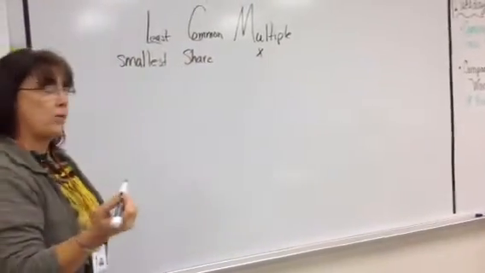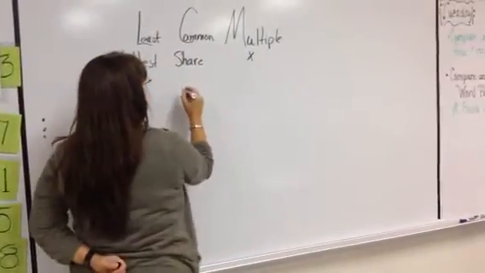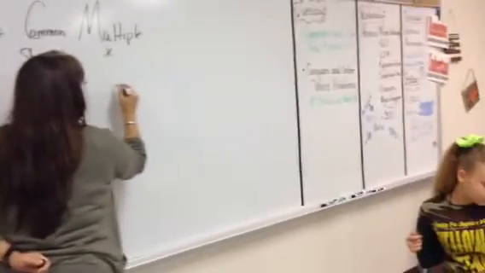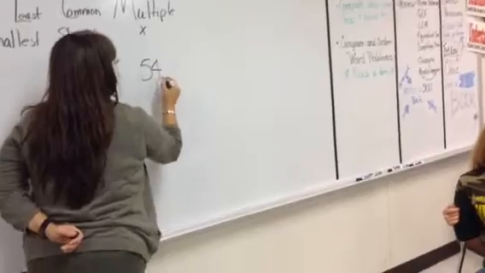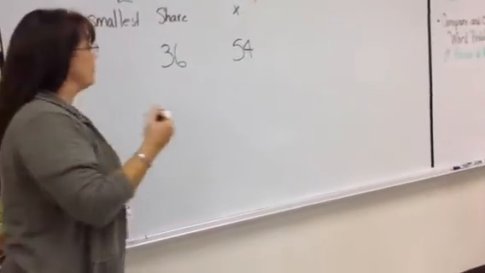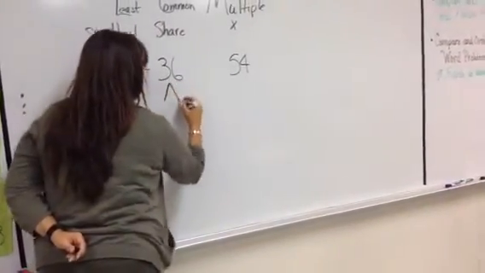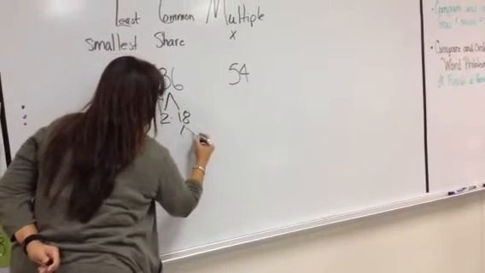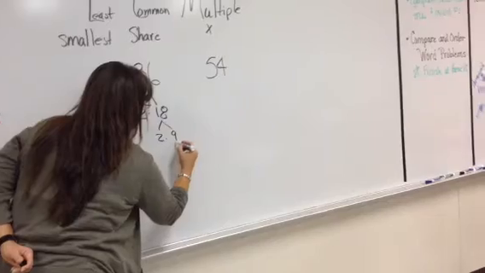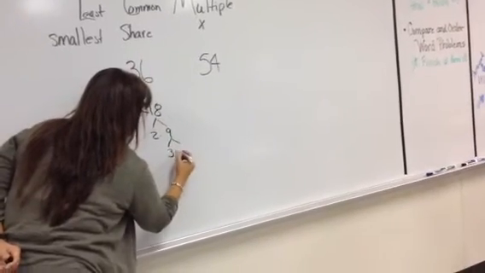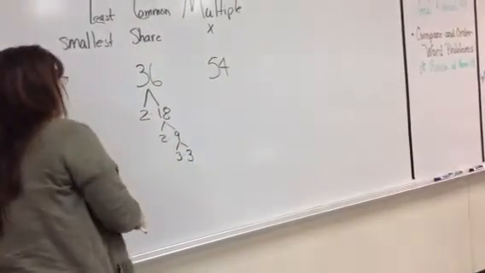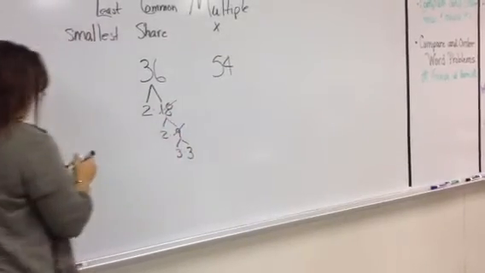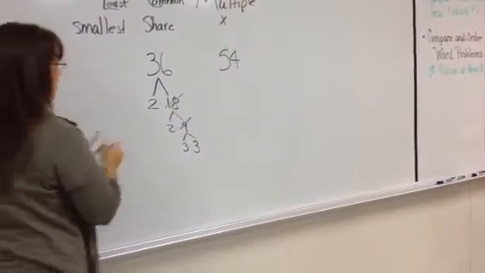Okay? So one of the things we may want to find out is, what is the least common multiple of 36 and 54? Here's how we do it. The very first thing you do is factor into a factor tree. 2 times 18. I'll factor 18 into 2 times 9. And I'll factor 9 into 3 times 3. I'm going to go ahead and mark out the ones that aren't prime. And I'm going to circle the ones that are prime.